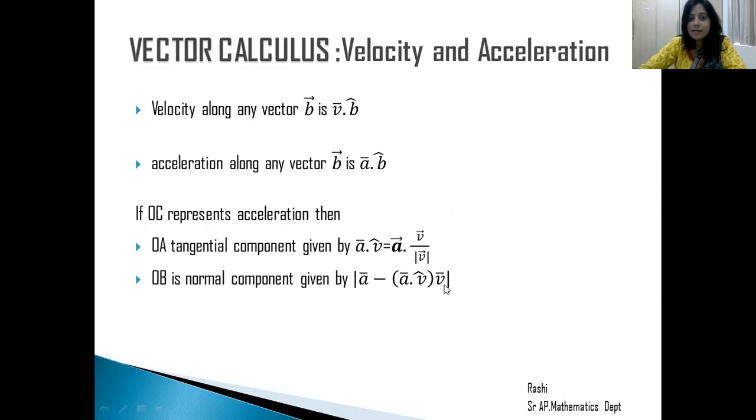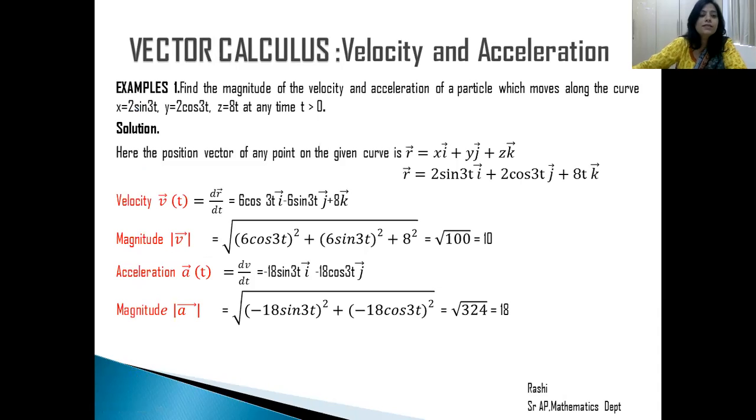Okay, now to understand these formulas and these concepts, let us do some examples. Let us see the first example. Find the magnitude of the velocity and acceleration of a particle which moves along the curve x is equal to 2 sine 3t, y is equal to 2 cos 3t, z is equal to 8t at any time t greater than 0. Okay, now as I explained, the position vector is represented by r is equal to xi plus yj plus zk. As per the given question, I will substitute the value of x, y and z.